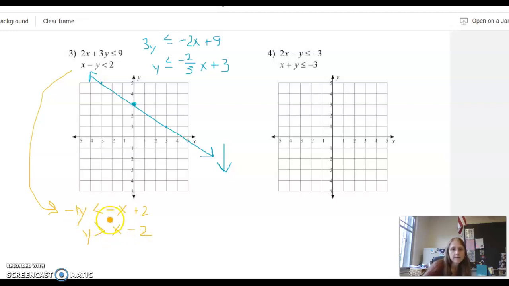So I can see slope-intercept form. This line starts at negative 2. It has a slope of invisible 1 over 1. So I go up 1, right 1, up 1, right 1 to make my dots. Same thing as going down 1, left 1. Now this one is greater than, so this line is not included because it's not equal to, so I would make it dashed.